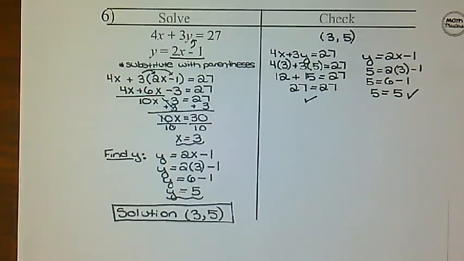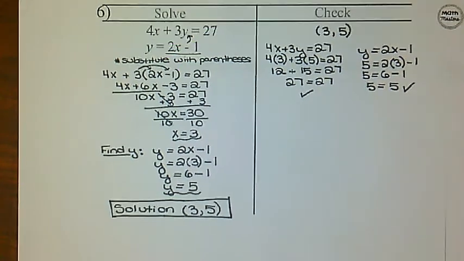So if you look at what I did here, I substituted this in for y. Don't forget to distribute, combine like terms, and I solved for x. After I find my x, I substitute that back in, and I get y equals 5. Remember, when you do your check, we should always have 2 checks, because we have 2 equations. So make sure you do 2 checks.